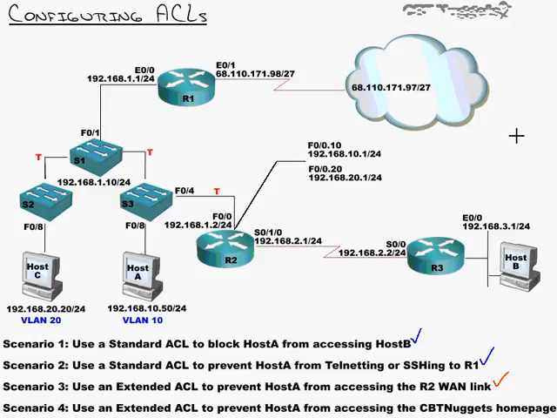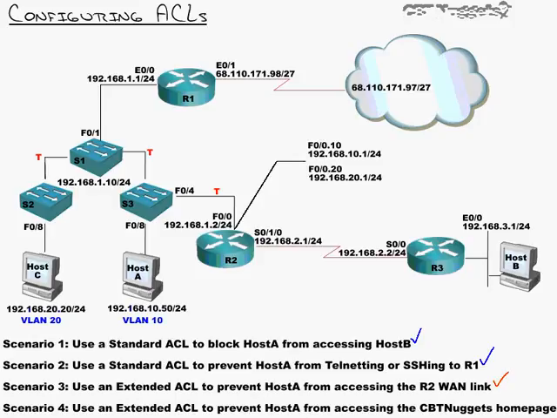Scenario 4 says, use an extended access list to prevent host A from accessing the CBT Nuggets homepage. Now, why you would ever want to do anything like that is beyond me, but we'll go ahead and do it for this example, then we'll immediately remove the access list and forever revoke any such policy.